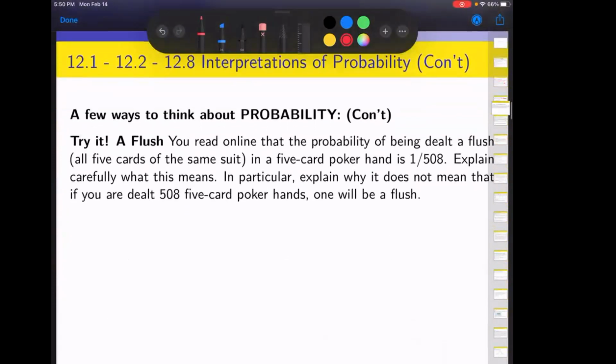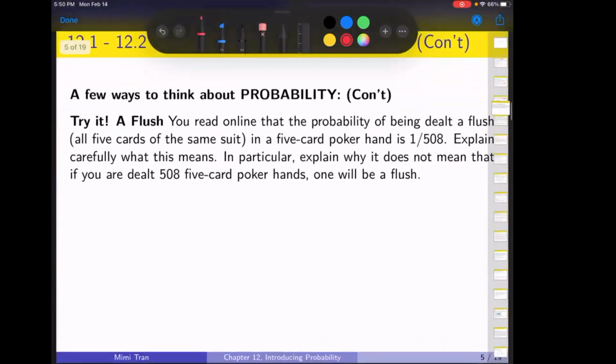Okay, a few ways to think about probability, continued. Try this one. Read it and tell me what you think. No, you don't have to put it in the chat. It's a long explanation, so just tell me what you think.